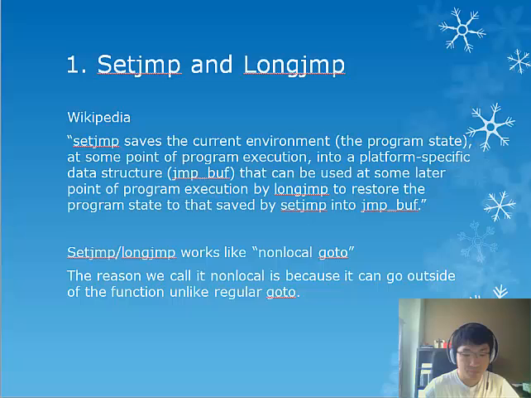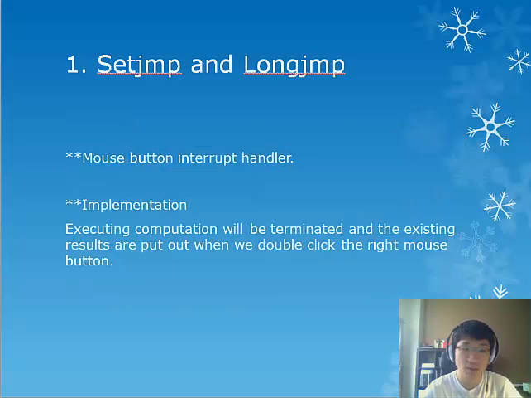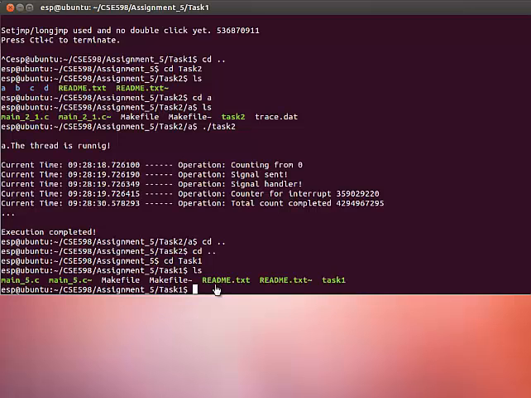These are descriptions of setjmp and longjmp. I suggest you look into it. And then in this program, I set up the mouse button, and when I double click the right side of the mouse button, the computation will be terminated, and then I output the resulting time. So I'm gonna show you what that is. So let's look at the first task.